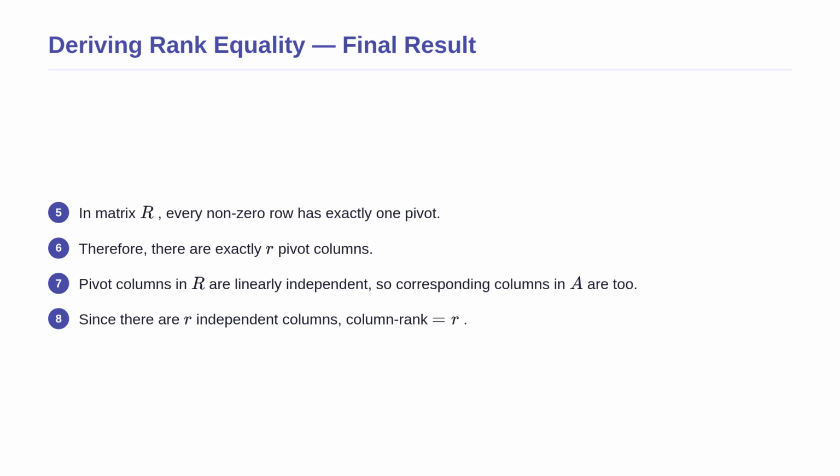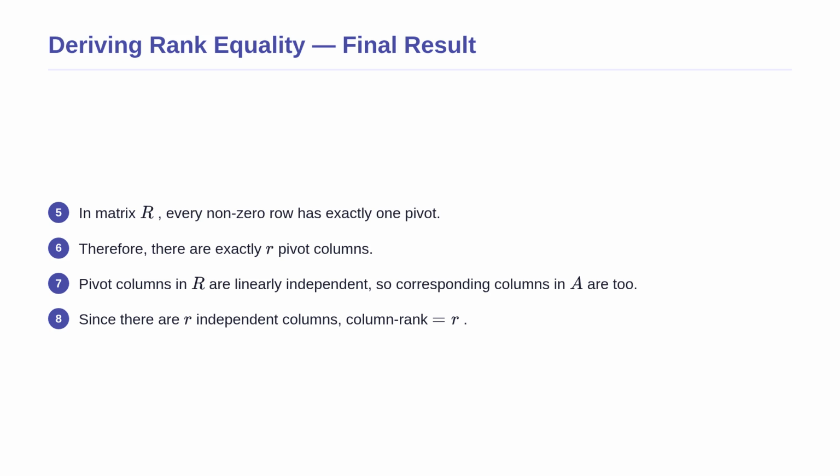Continuing our proof, we now look at the columns to establish the column rank. In our staircase matrix R, every non-zero row has exactly one pivot. Since there are R non-zero rows, there are exactly R pivot columns. The mathematical reasoning relies on a key rule. These pivot columns are linearly independent.